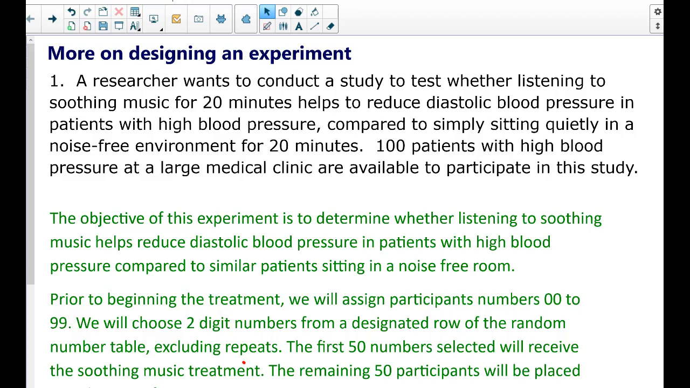Hello, this is Mrs. Pullen, and I would like to go over how to write up the summary of a design for an experiment for the AP exam. So let's read the first problem.